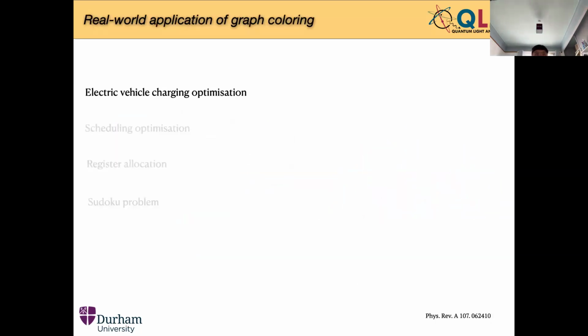And there are a lot of real-world applications for this graph coloring. The first one is electric vehicle charging optimization. As you can see, nowadays we have EVs running on the roads, and there are a lot of companies trying to sell them. It has become popular as a product because it saves energy and doesn't make any pollution. So right now, a lot of people begin to use electric vehicles.